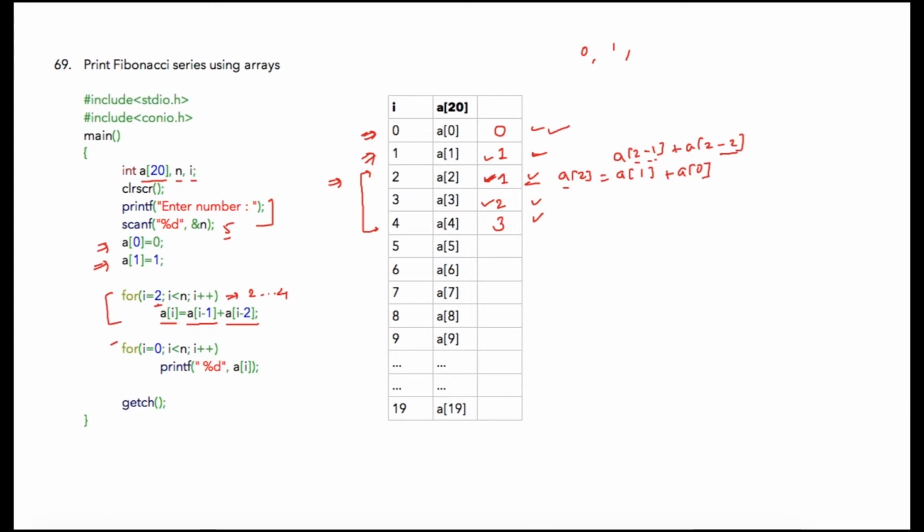After that, we are simply printing values from 0 to 4, and will print a[i]. So a[i], that is the for loop starting from 0 to 4, is this part. It will simply print all these array elements, which now contain the Fibonacci series that we have calculated in this for loop.